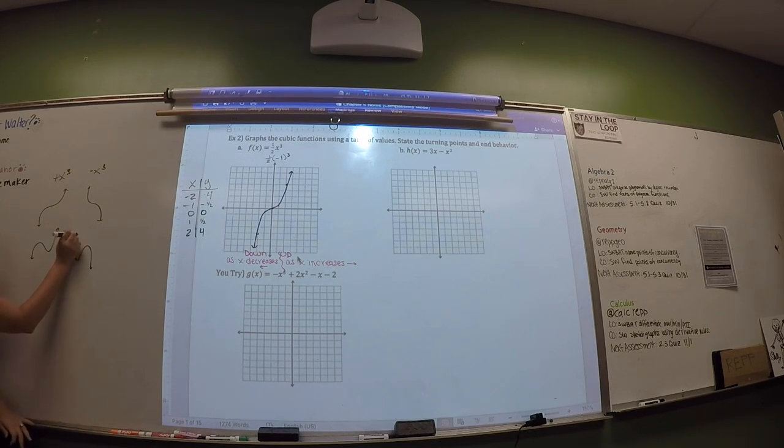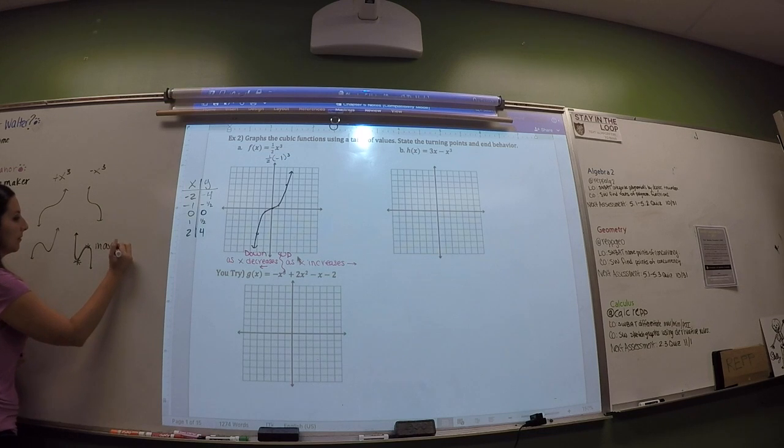Do you see how it's decreasing, and then right here it starts increasing, and then right here it starts decreasing again? So those would be turning points. This one doesn't have any, so sometimes you have them and sometimes you don't. When you have them, I'm going to show you how to find them on the graphing calculator, okay? Those turning points will be either a maximum or a minimum.